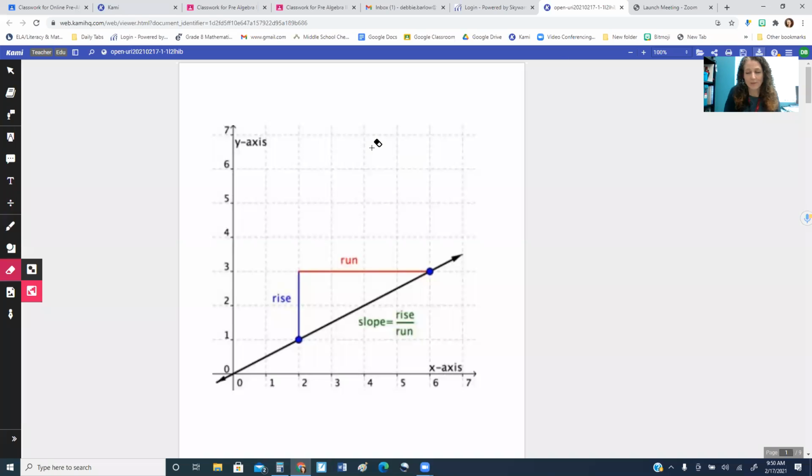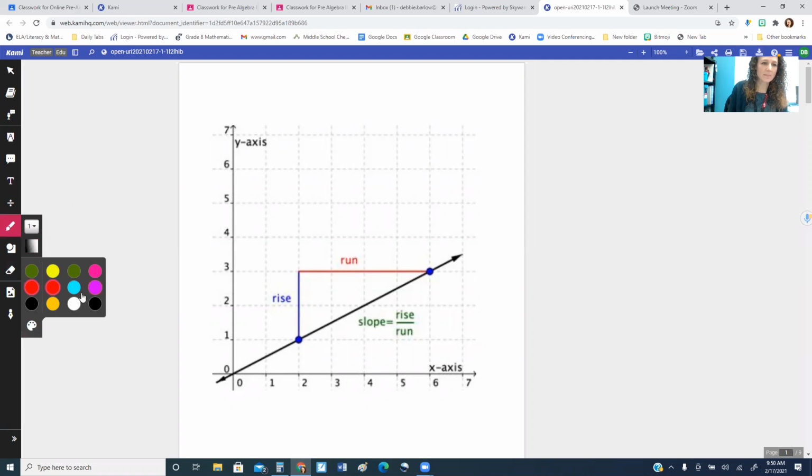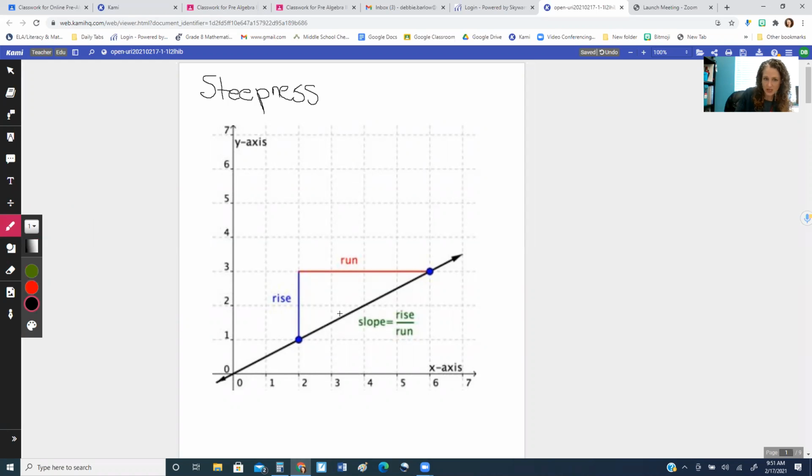Today we're going to learn about slope. And what slope is, slope is really a measure of steepness. So how steep something, a line, is. If you really want to get technical, it's a measure of the rate of change. But when we're just looking at a line, it's a measure of how steep it is, right? And we measure it by the rise over the run, okay?